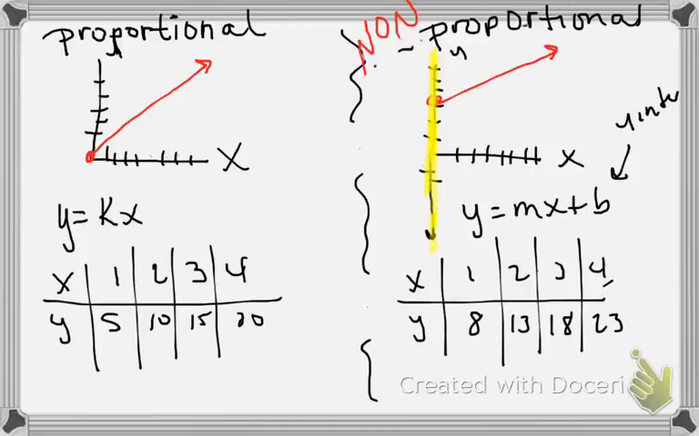Okay, so in these two situations, we're going to try to see if we can find out which one's direct and proportional and which one's not. If we're looking at a table, the first thing I want to do is try my k equals y over x. If I do this for each one of these, remember y is on top: 10 over 2, which is 5 over 1, 15 over 3, which is 5 over 1.